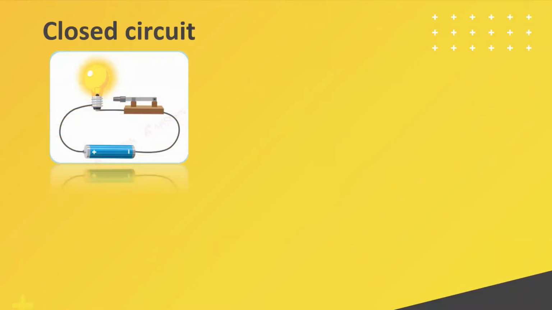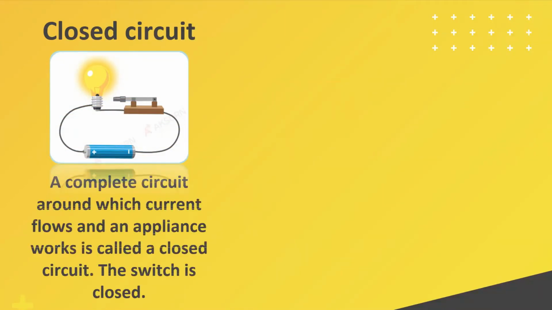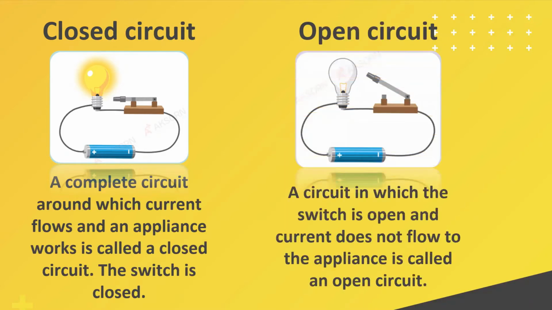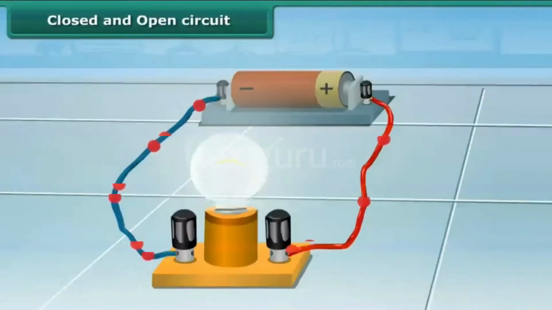What is a closed circuit? A complete circuit around which current flows and an appliance works is called a closed circuit. The switch is closed. While an open circuit is a circuit in which the switch is open and current does not flow to the appliance. Let's watch this video. Closed and open circuit.